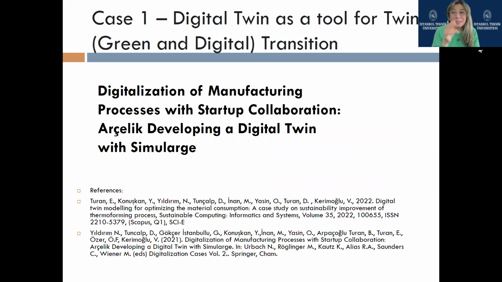Now, I have so many cases, but one case is from Turkey for the digital team, which is very popular nowadays, and for green and digital transition. It is a case published in many places, including digitalization cases by Springer and also in the Sustainable Computing Journal. Thanks to Arçelik and Similarge for collaborating with us during writing the case.